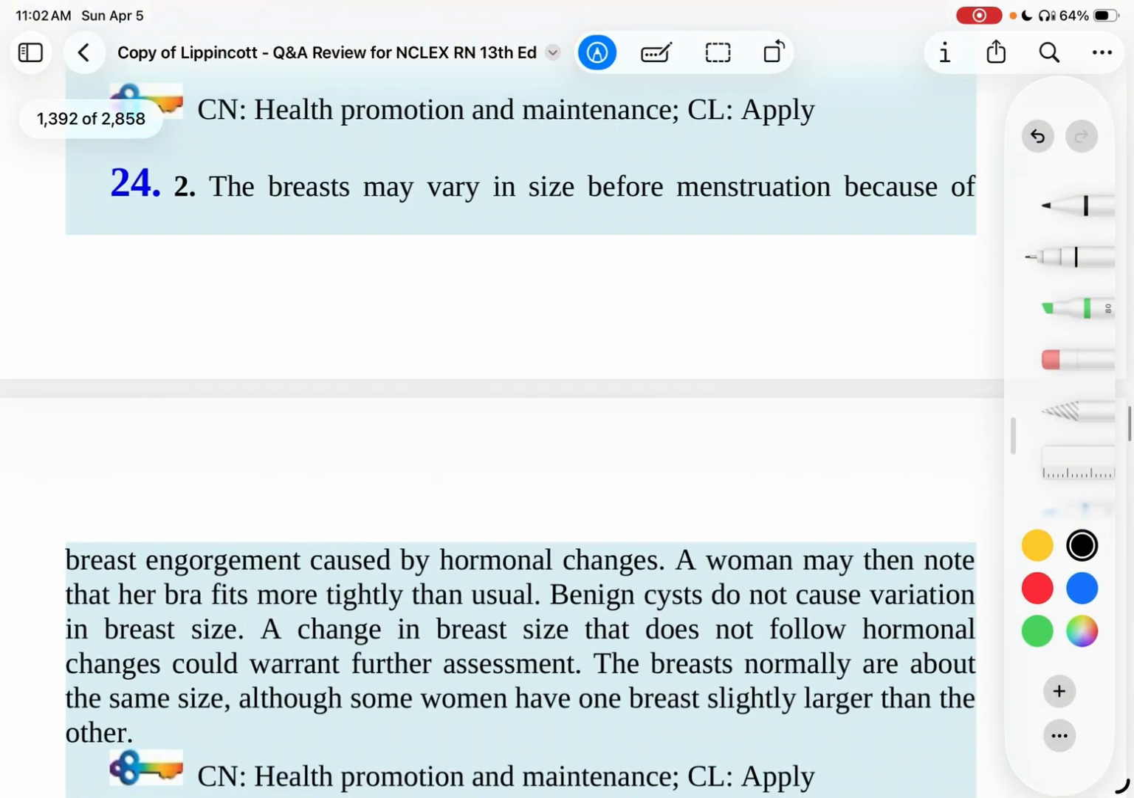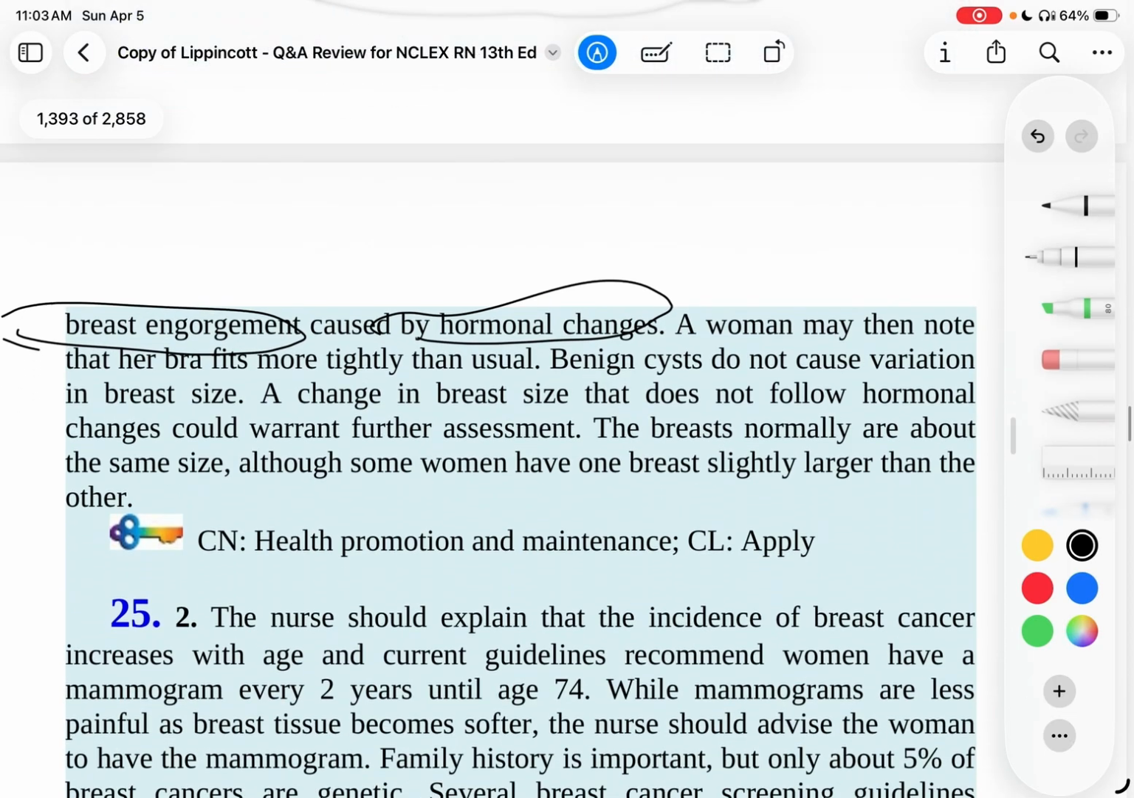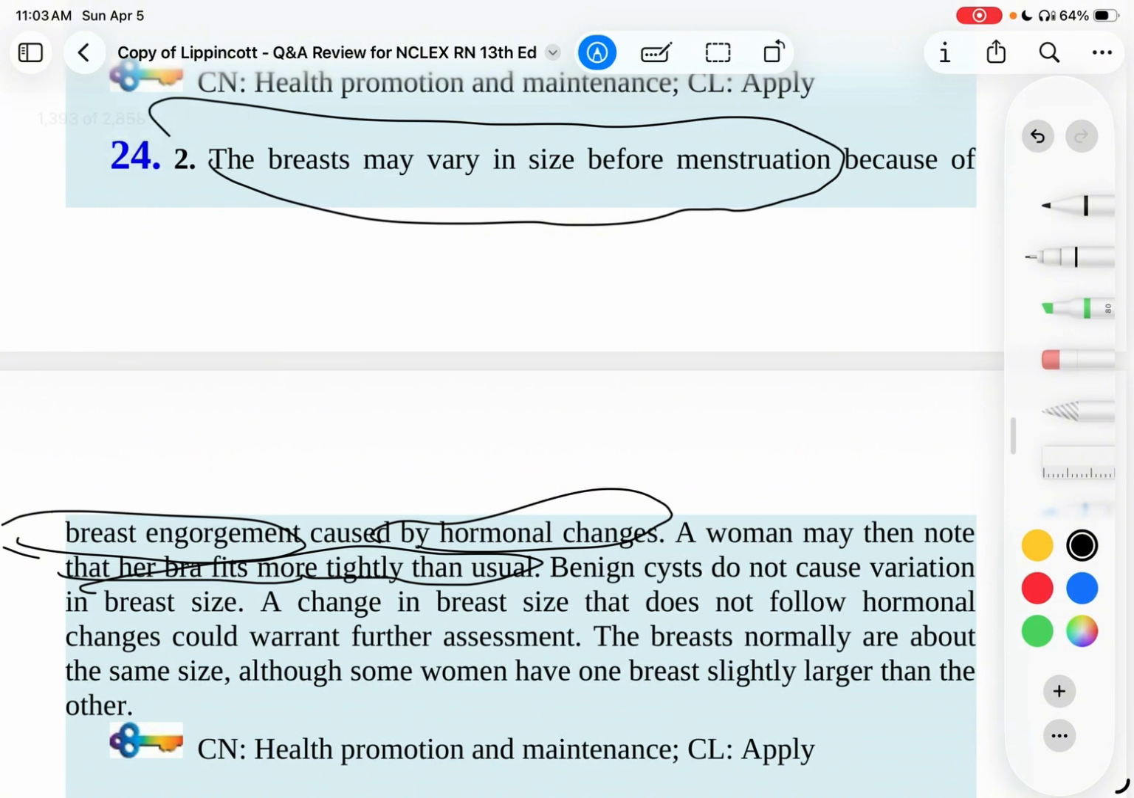The breasts may vary in size before menstruation because of breast engorgement caused by hormonal changes. Many women may note that their bra is tighter than usual. The breasts may feel more tight before menstruation, right?